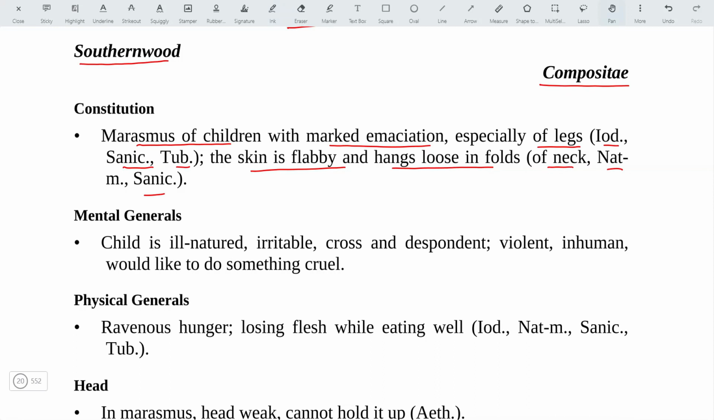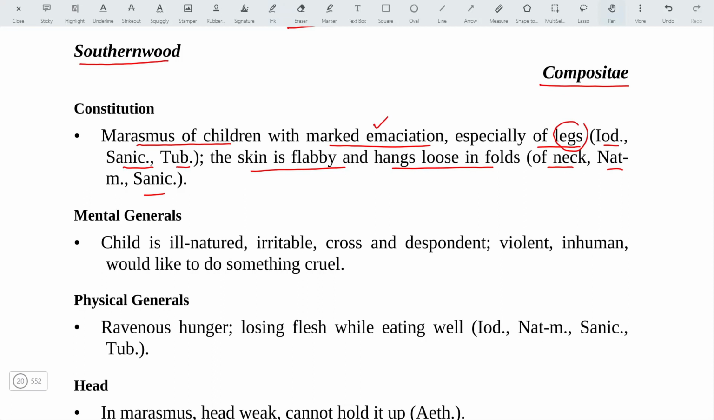So the constitution of Abrotanum says, we all know a disease named marasmus, which is a protein and energy malnutrition in children with marked emaciation. That is important. But especially of the legs. That means a patient who comes to you with marked emaciation of the legs. As we all know, in homeopathy the name of the disease does not hold much importance compared to its symptoms. So we will focus on the symptoms more than the name of the disease.